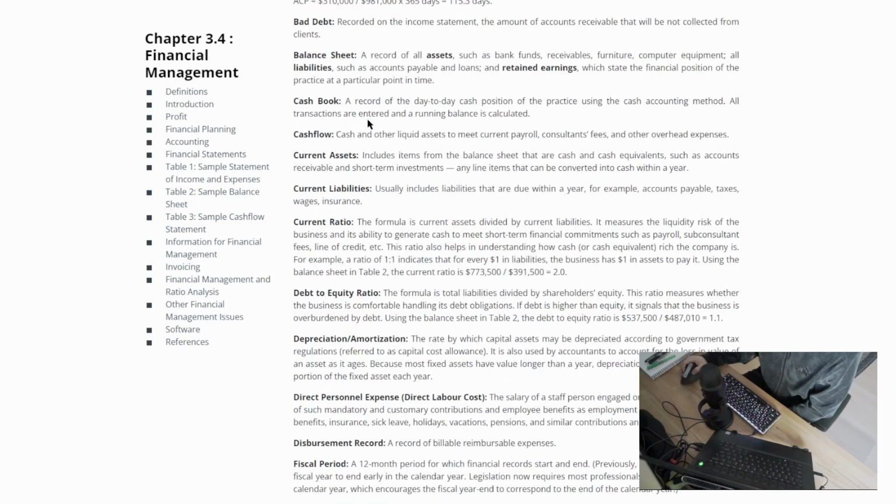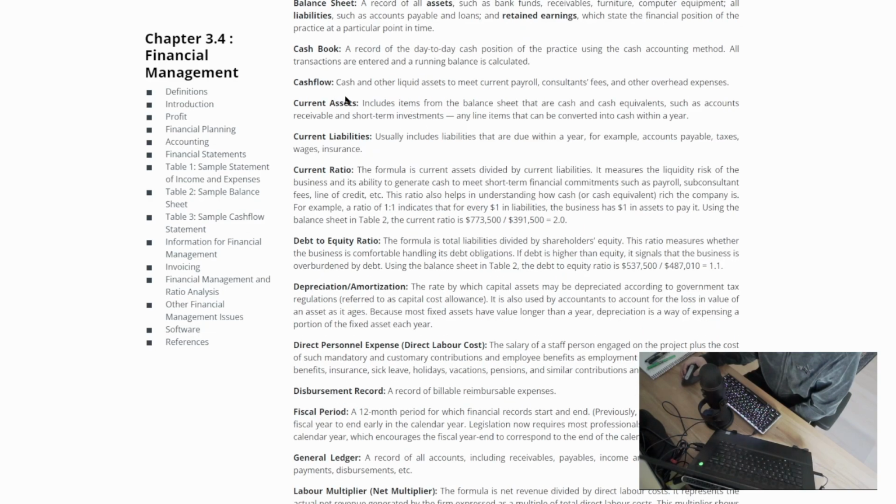Cash book: a record of the day-to-day cash position of the practice. Using the cash accounting method, all transactions are entered and a running balance is calculated. Cash flow: cash and other liquid assets to meet current payroll, consultants' fees, and other overhead expenses.